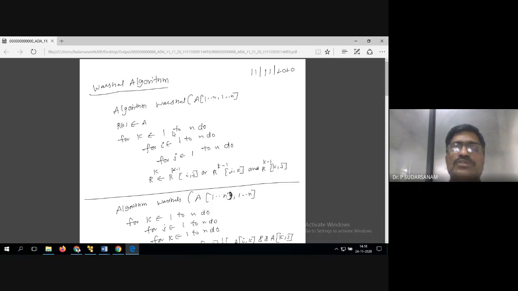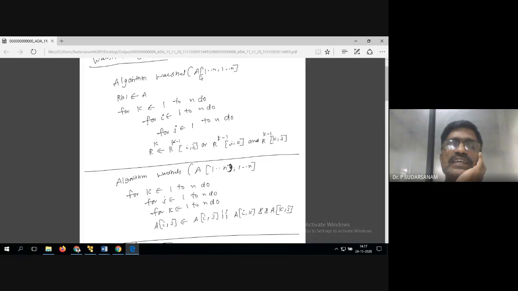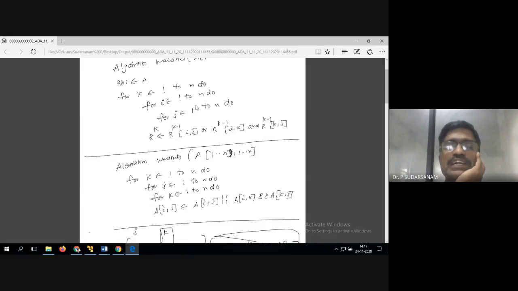Okay, so now what you have to do for Warshall's algorithm matrix is also simple: A of i comma j is equal to A of i comma j or A of i comma k and A of k comma j. So just small modifications have been done. Similarly you can do it, but we would have to take one more array. Instead of taking one more array, I have used the same array.